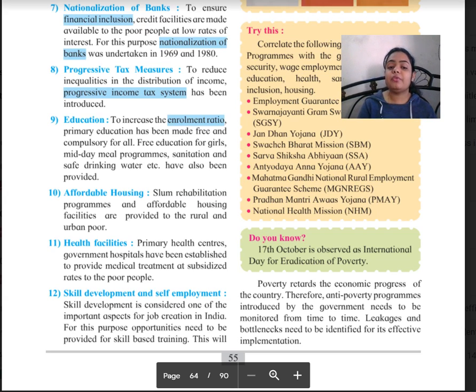They give them different facilities such as midday meal. Then they give proper sanitation. They teach them how they are supposed to maintain their self hygiene and all other things. Safe drinking water is provided to them. So all these programs are being taken up by the government for taking care of the girls and also the education of the poor people.